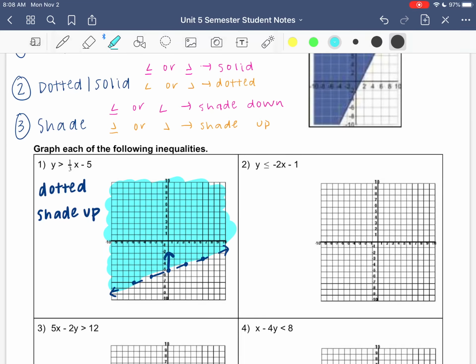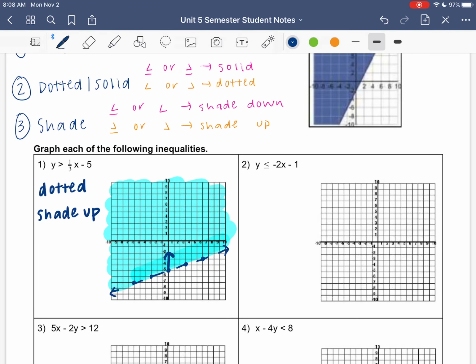So what that shows us is that shaded region has all of the possible points that would make this inequality true. So anything in our shaded region is a solution. Anything on a dotted line would not be included. So we are allowed to get really close up to that dotted line, but the actual dotted line itself are not solutions. They do not make this inequality true. All right, if you think you've got it, pause and try number 2 and turn it back on when you're ready to check.